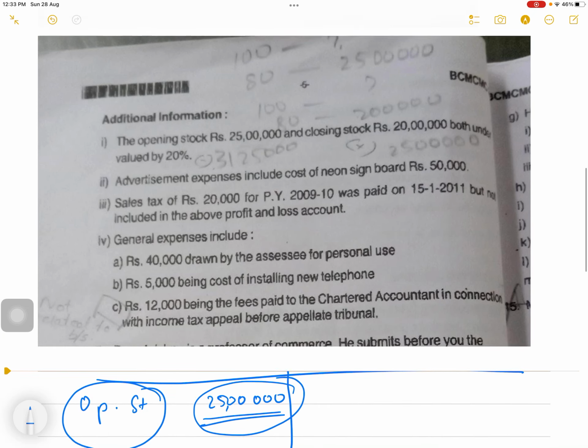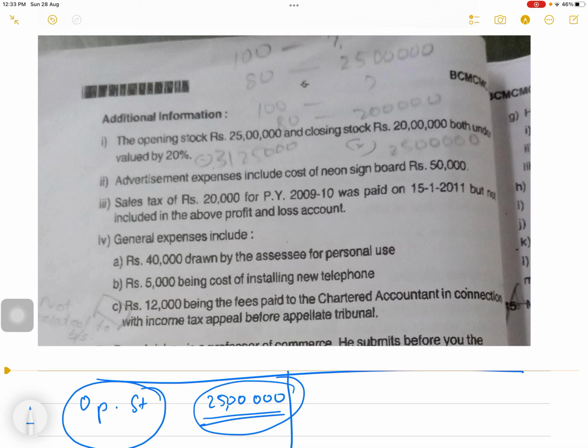General expense includes rupees 40,000 drawn by the assessee for personal use. It is a drawing. So this 40,000 is in general expense, which is not supposed to be there. So this 40,000 you will add.